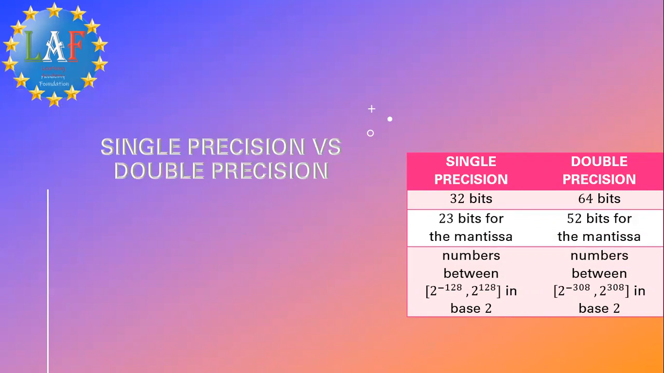In single precision, the numbers are between 2 power negative 128 and 2 power 128 in base 2, while in double precision, the numbers are between 2 power negative 308 and 2 power 308 in base 2.